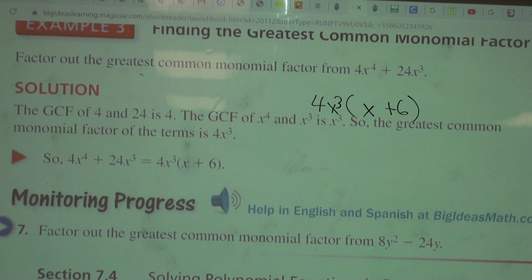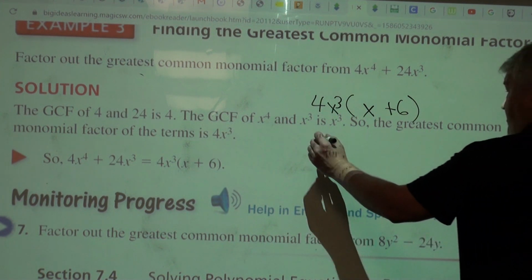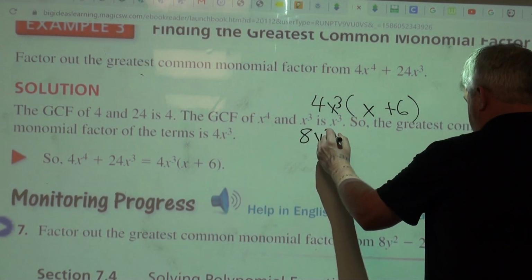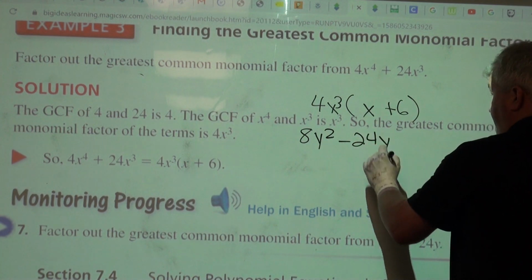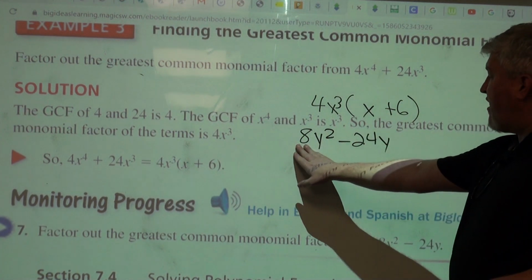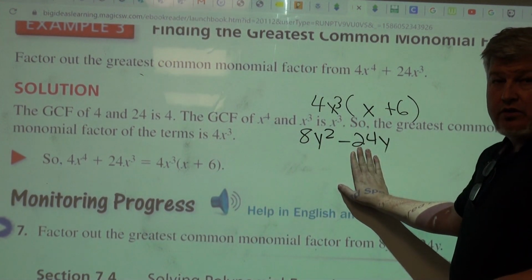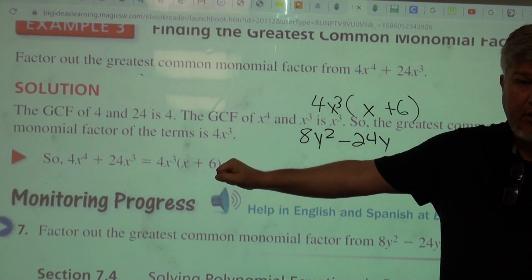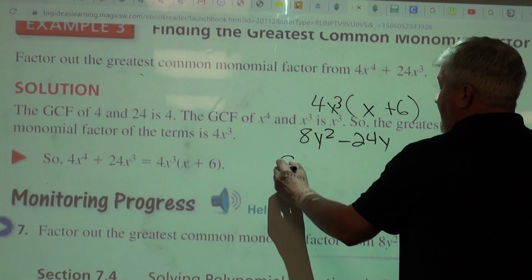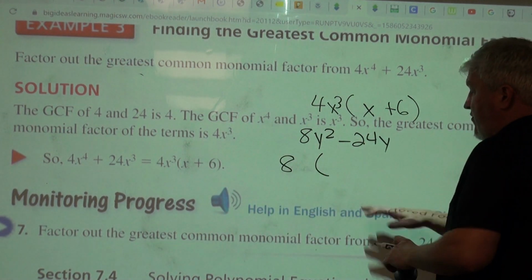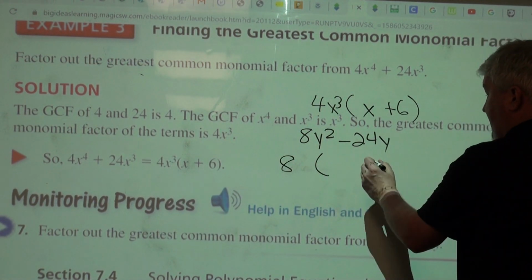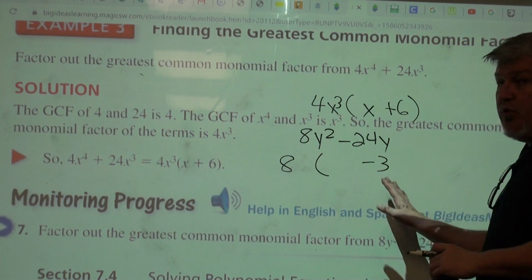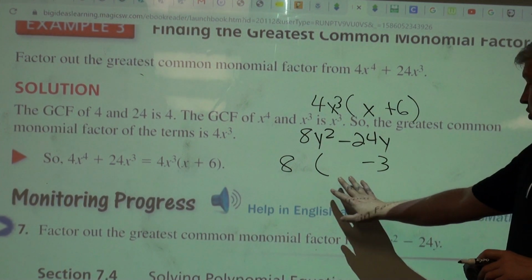Okay, so I have 8y squared minus 24y. So look at the numbers first. I have 8 and 24. You all should know by now I can factor out an 8 that's common to both. Okay, pull out an 8. That leaves me with a 1 here minus a 3 before I get to the y's. Okay, so I'm just going to write that like that.